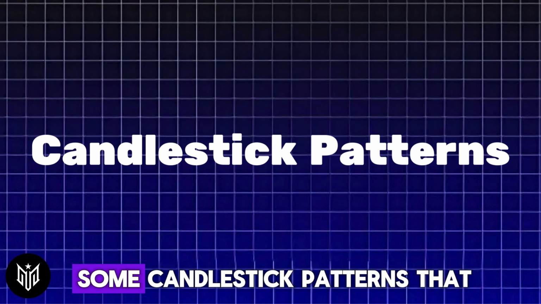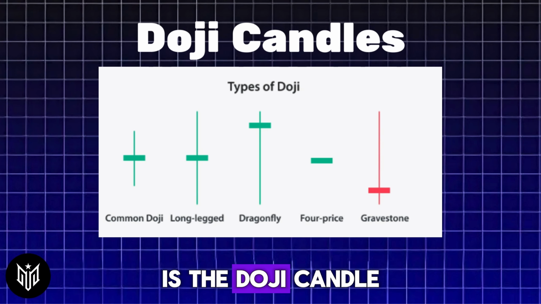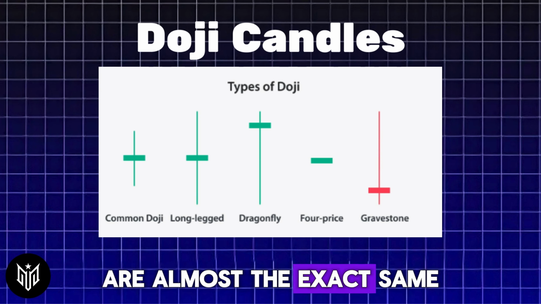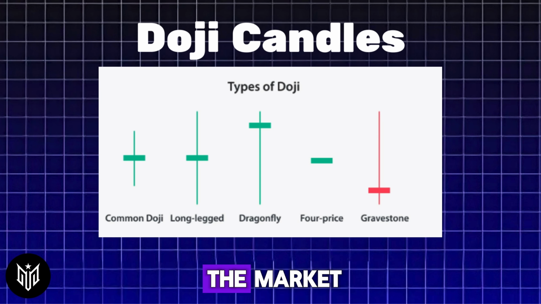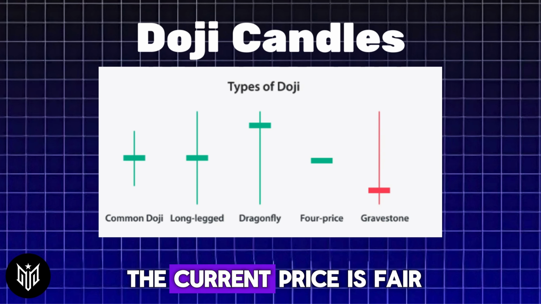Next, let's talk about some candlestick patterns that you need to know. The first candlestick that we need to go over is the doji candle. This candle looks like a cross or a plus sign, where the open and closed prices are almost the exact same. It indicates indecision in the market. Buyers and sellers are kind of in a stalemate, where both think that the current price is fair.